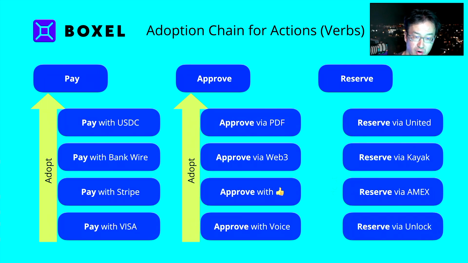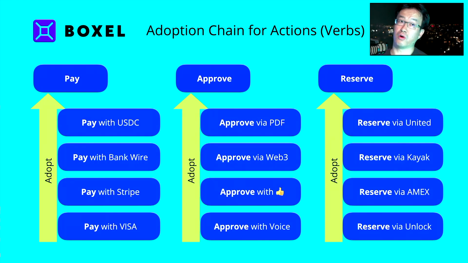And same thing with reserve. It could be reserving with United. And what I like about the idea of reserve is this is about integration with a third-party system. So United would get the airline information or the intended flight and give you back a real record from their database or mainframe. And it could be reserved with Kayak or Amex, or even a protocol like Unlock, which is a Web3 protocol that does membership, maybe reserving a spot in a concert that is unlocked by an NFT ticket.